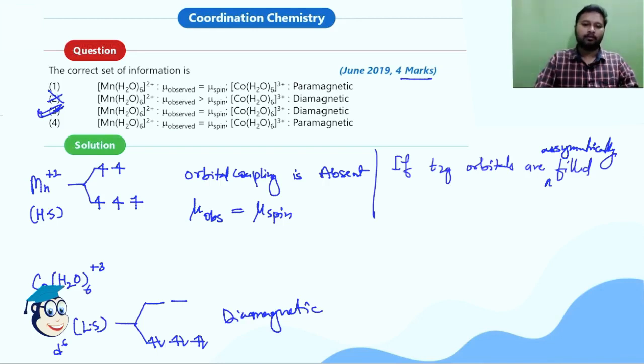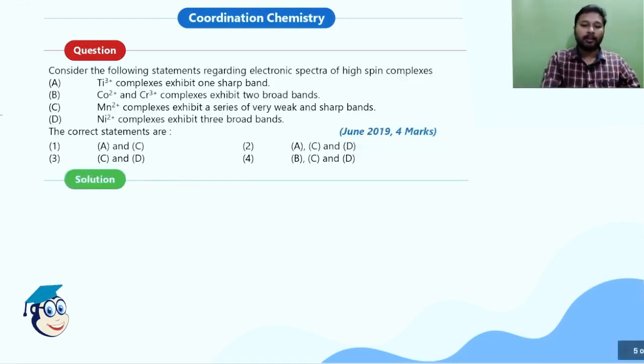Okay, you just need to know two concepts. The concept of orbital splitting, orbital coupling, when it will be applied and when not. And the other one is that cobalt in +3 state with oxygen and nitrogen donor ligands behave as a low spin complex, and in that case it will become a diamagnetic molecule, right? Okay, let's go to the next question then.